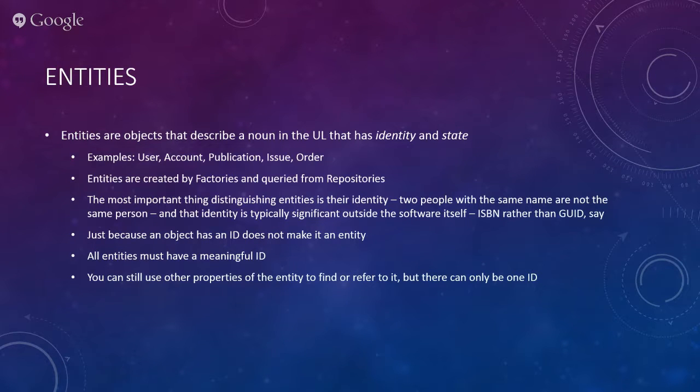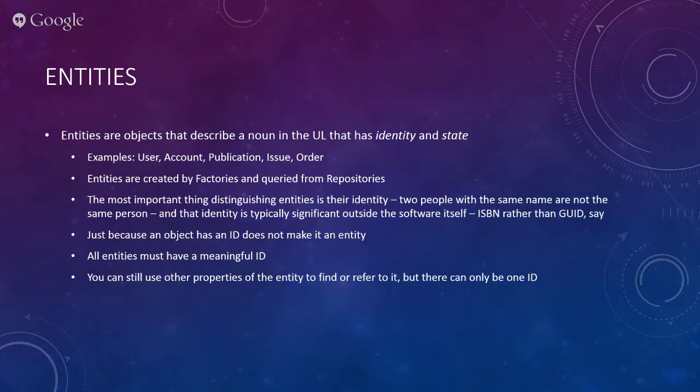So entities. Entities are objects that describe a noun in the ubiquitous language that has identity and state. Examples would be a user, an account, a publication, an issue, an order. These are all things that have some identity, and the most important thing about them is their identity that distinguishes them from other things. So entities are created by factories in DDD and queried from repositories. That's pretty conventional, right? But the most important thing distinguishing entities is their identity.